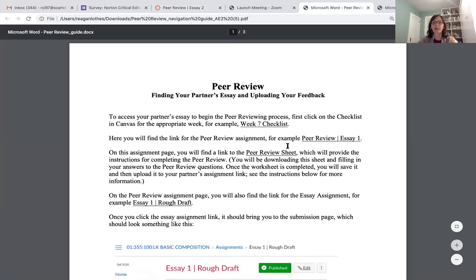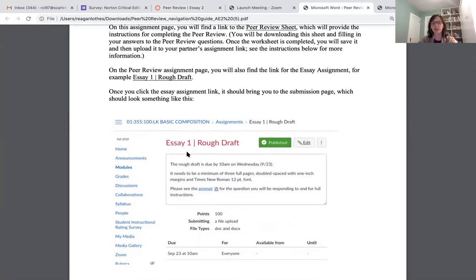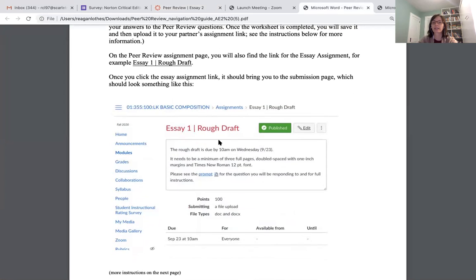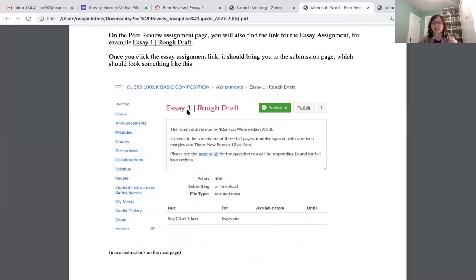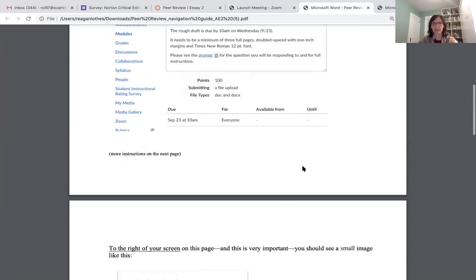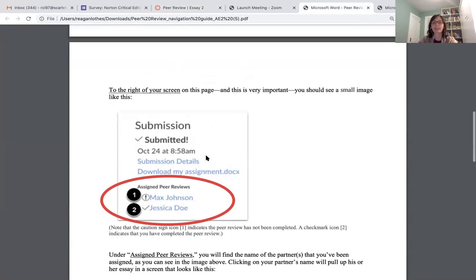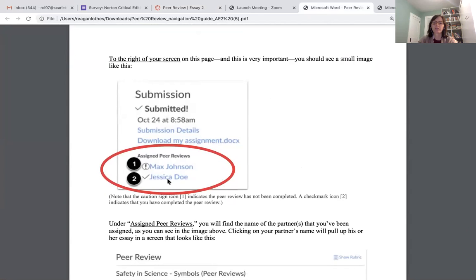So if we take a quick look at the navigation guide. So first, right, you access the rough draft link. And so for our purposes, this will be SA2 now. And then to the right of the screen here, you will see this image, right? So submission, it will say what time you submitted it. And what's important for our peer review is this kind of smaller type. I don't know why it's so small, but assigned peer reviews. And so far we've been just doing a single partner. So you'll see one name there.